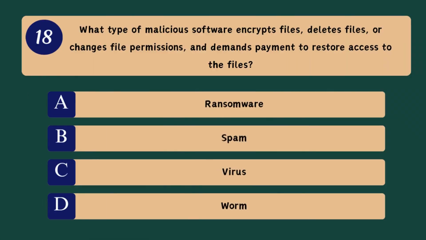Question 18. What type of malicious software encrypts files, deletes files, or changes file permissions and demands payment to restore access to the files? A. Ransomware. B. Spam. C. Virus. D. Keylogger.